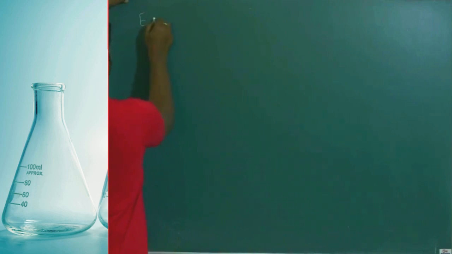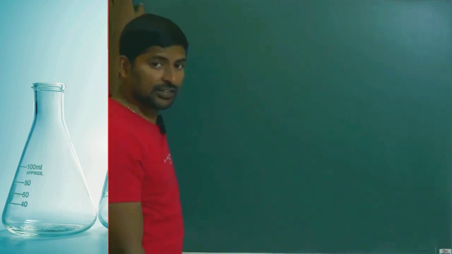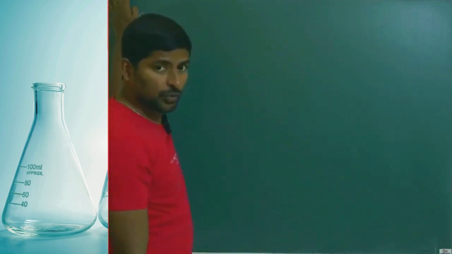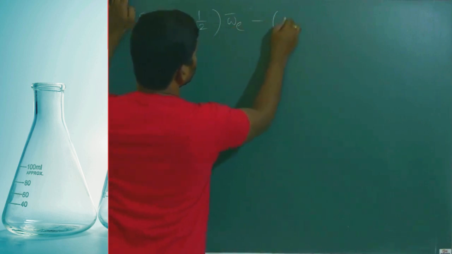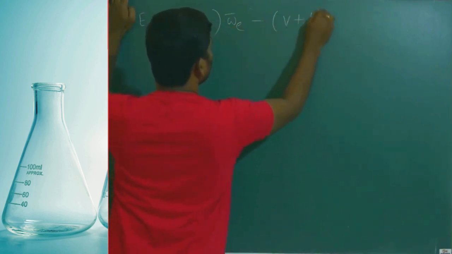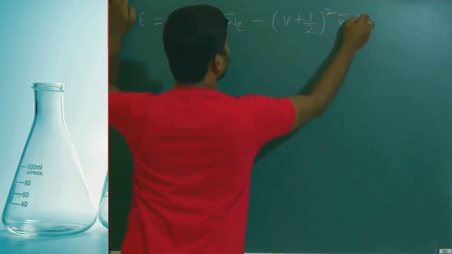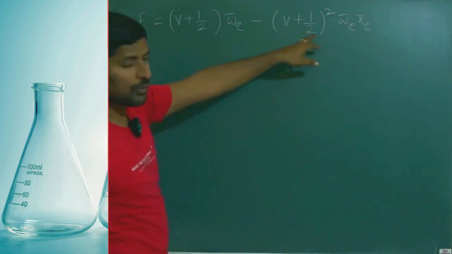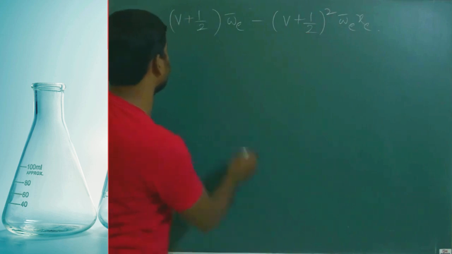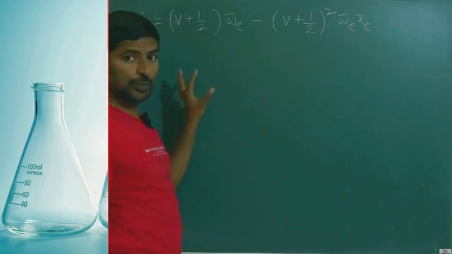So what is the expression for the vibrational energy levels? That is obtained by solving the Schrodinger wave equation. So directly I am giving the equation: E_v = (v + 1/2) ω̄_e − (v + 1/2)² ω̄_e x_e. v is called the vibrational quantum number, same as before.